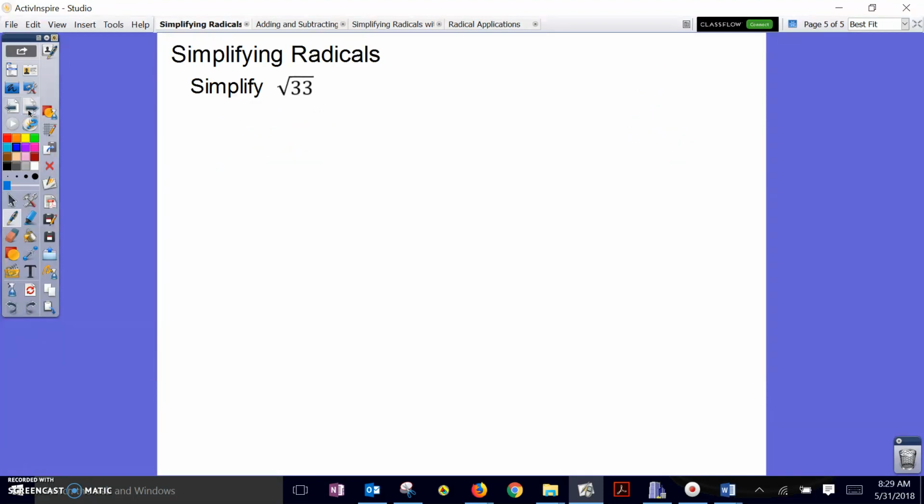And our last example from this video, we're going to simplify the square root of 33. We do the prime factorization of 33. 33 is 3 times 11. 11 doesn't break down anymore. And in this case, we don't have any pairs. We've got a single 3 and a single 11 in there. They don't have any partners to pair with and bring outside of the radical. So they both stay inside of the radical.